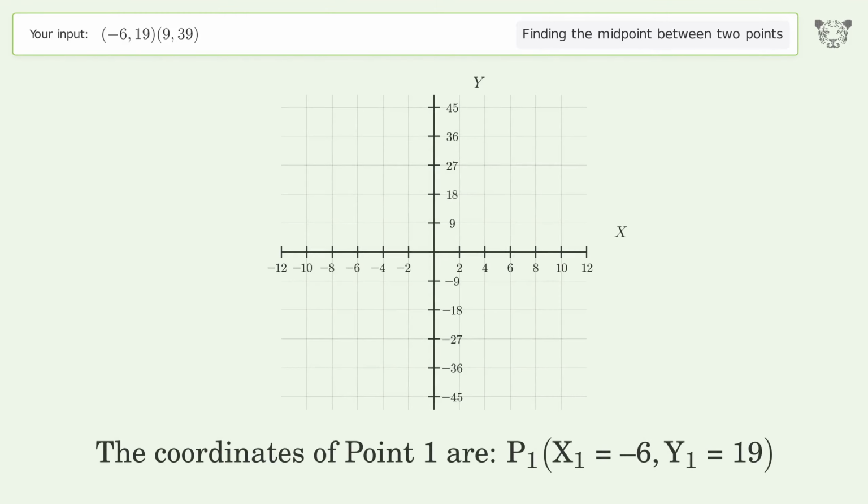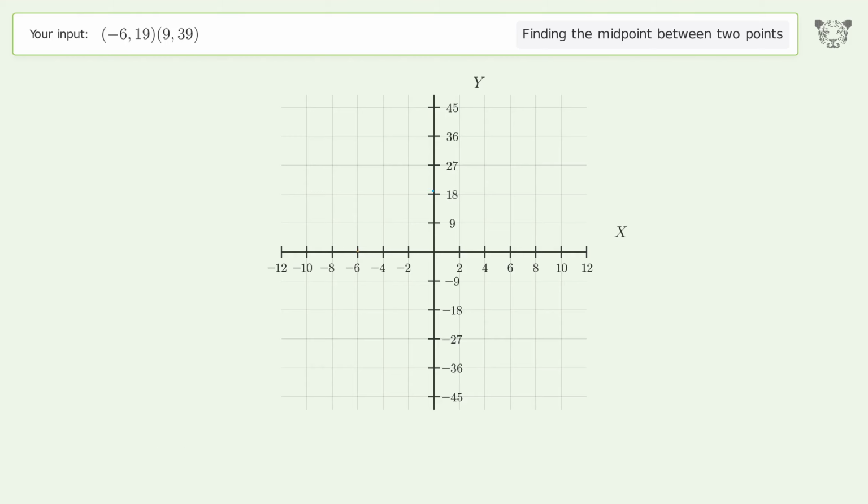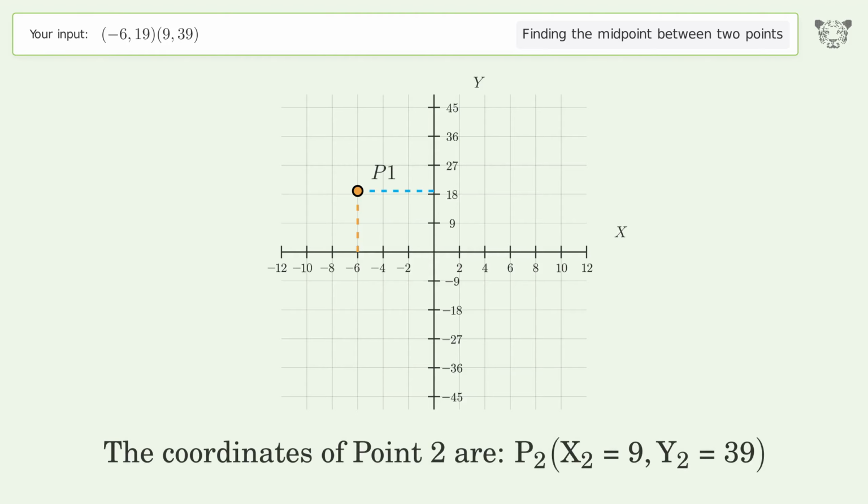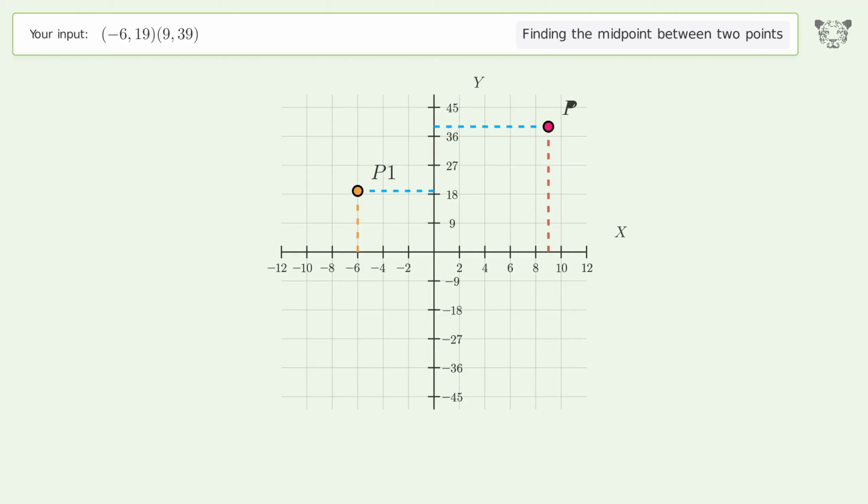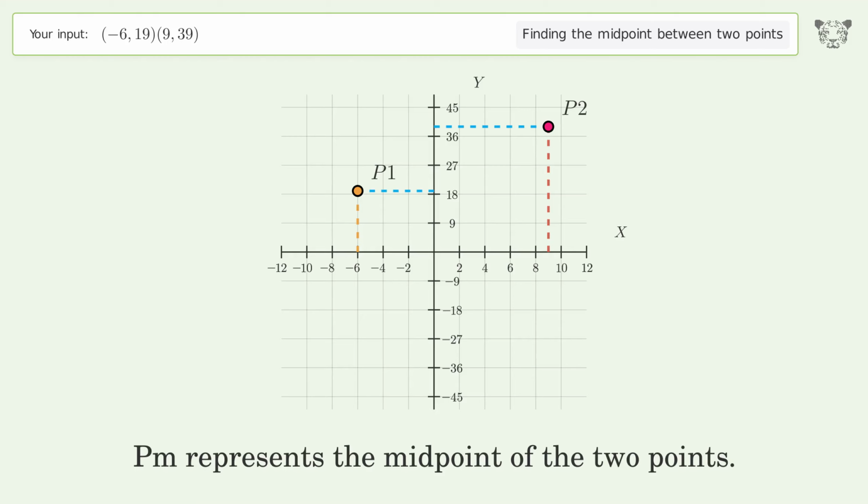The coordinates of point 1 are x1 equals -6, y1 equals 19. The coordinates of point 2 are x2 equals 9, y2 equals 39. PM represents the midpoint of the 2 points.